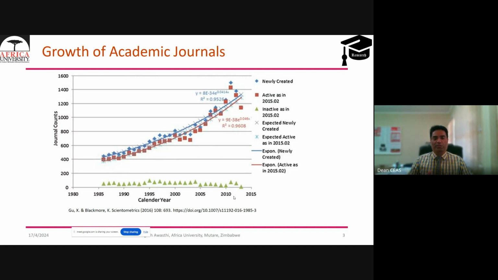So you can see the growth of academic journals is very high. This is up to 2015, but when the new data comes, you will see the curve go up and up. So that is the growth of academic journals. On one side, it is very good: we have a lot of options, so we can choose one which is suitable for you.